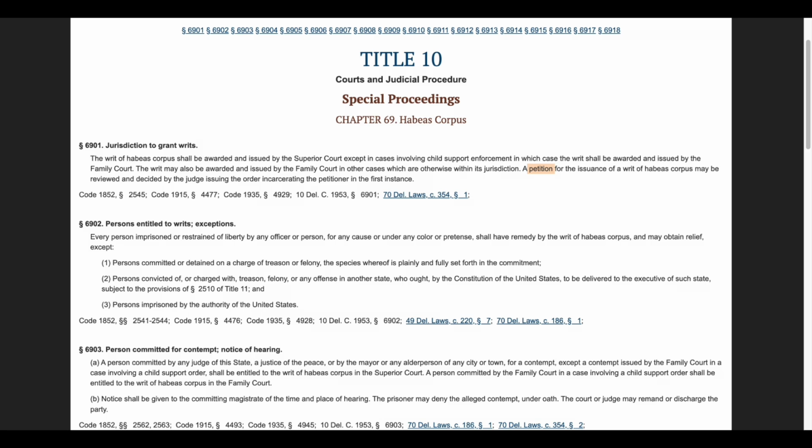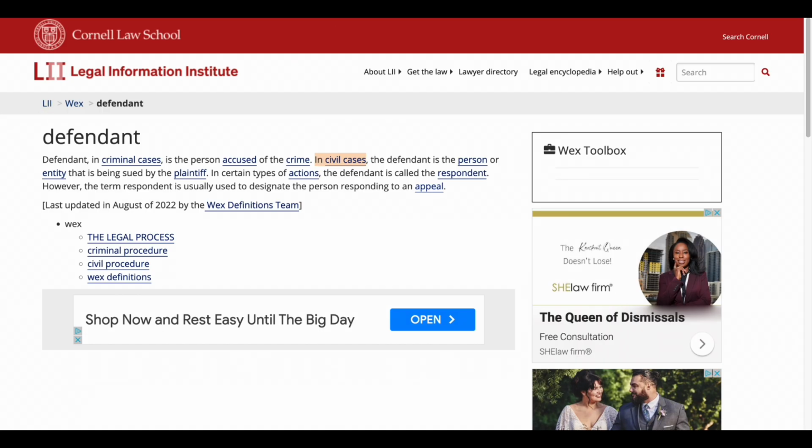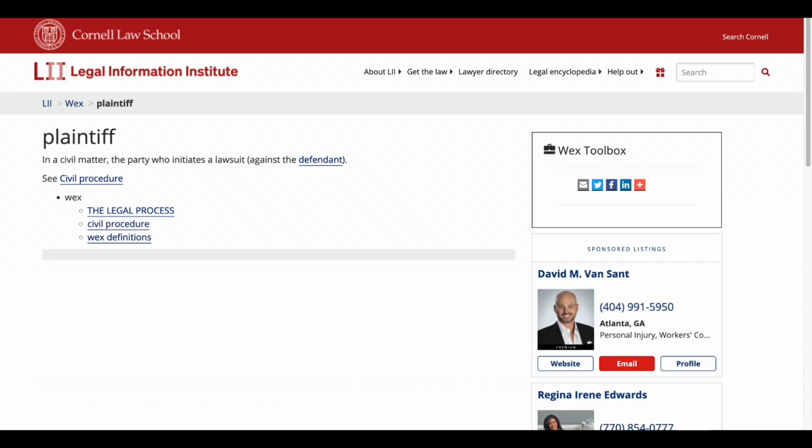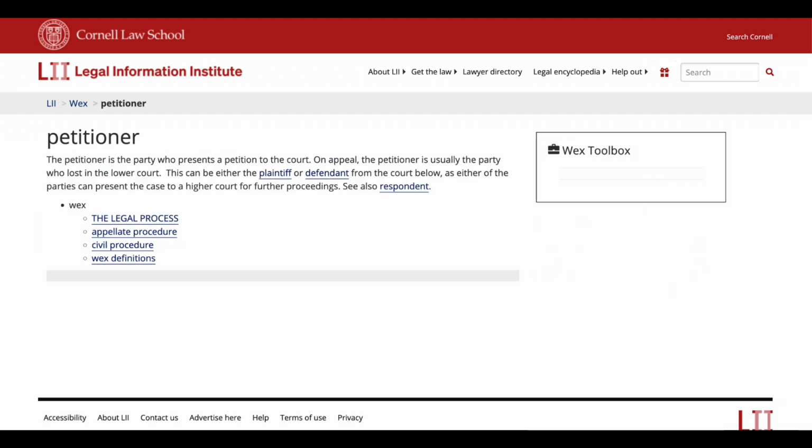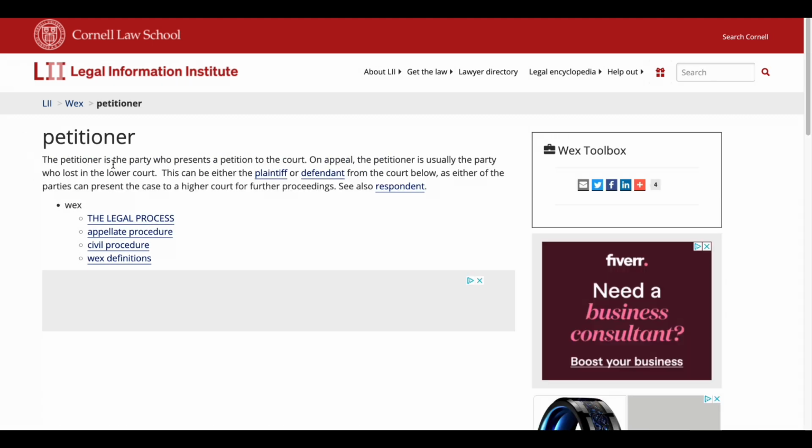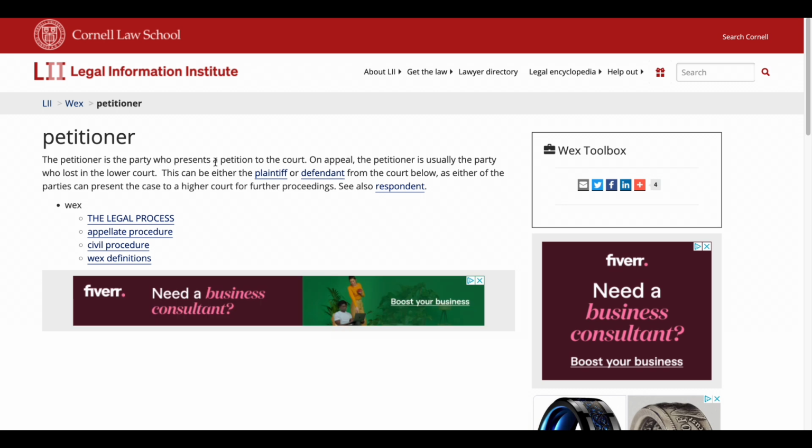Now let's look at what a petitioner is. Right here, a petitioner is a party who presents a petition to a court. On appeal, a petitioner is usually the party who lost in the lower court. Keep in mind, it's two different courts. The lower court most likely is going to be the civil court in a civil matter. This can be either a plaintiff or defendant.